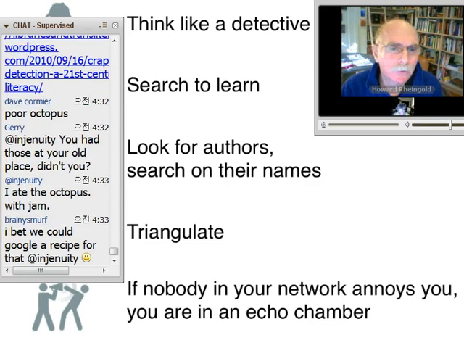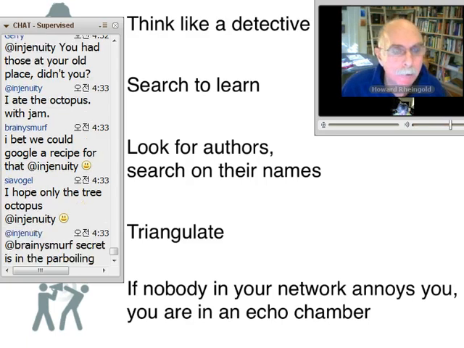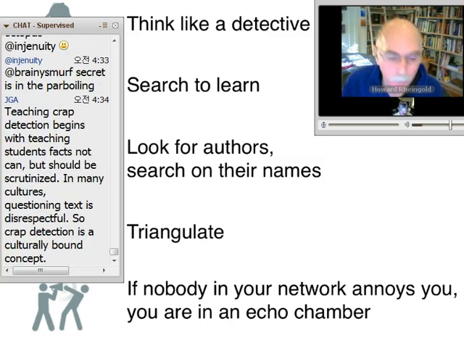Also, there's been a fair amount of talk about Cass Sunstein's famous Daily We, and more recently Eli Pariser's The Filter Bubble, about the way that people get trapped in networks of sources that are sources we generally agree with. And I think it's important to have sources you know to be not bogus, to be intelligent, but with whom you disagree enough on a regular basis that they annoy you. If nobody in your network annoys you, you are in an echo chamber.